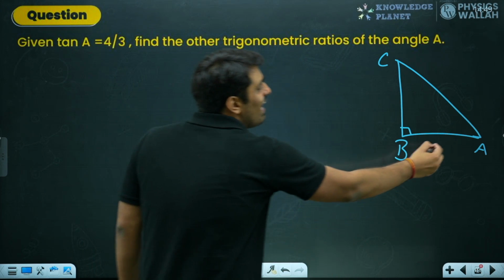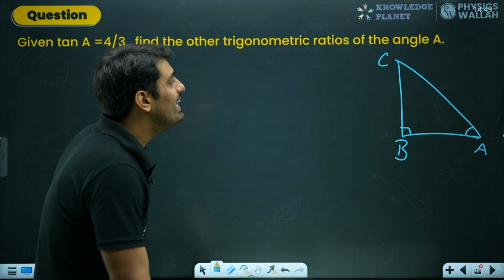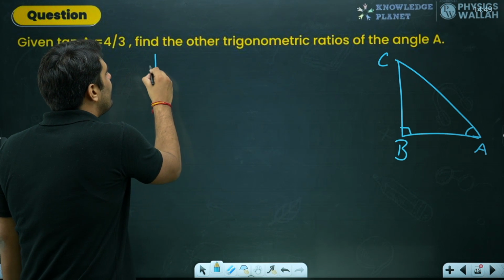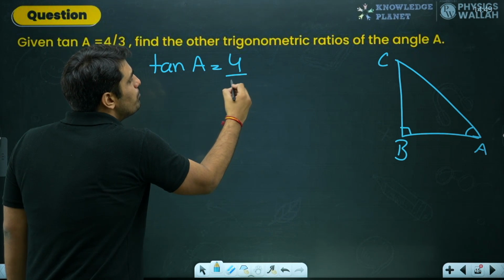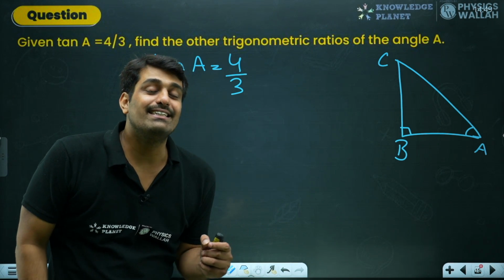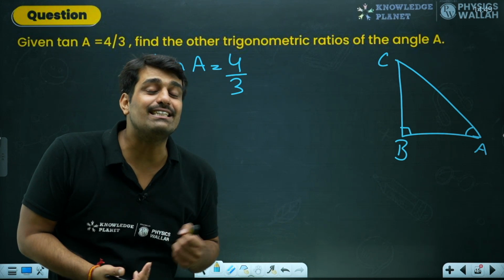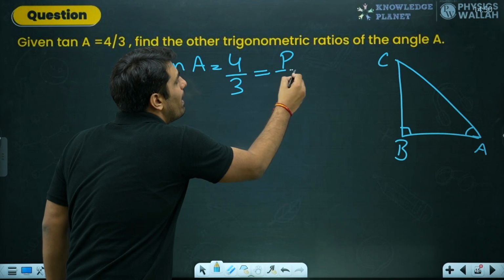Over here, we have been given tan A. So this angle A is our viewing point. Tan of A is given to me as 4/3, let me write it over here. It's important that by now you should realize in your head, tan theta is a ratio of which two sides? Tan theta is a ratio of perpendicular by base.